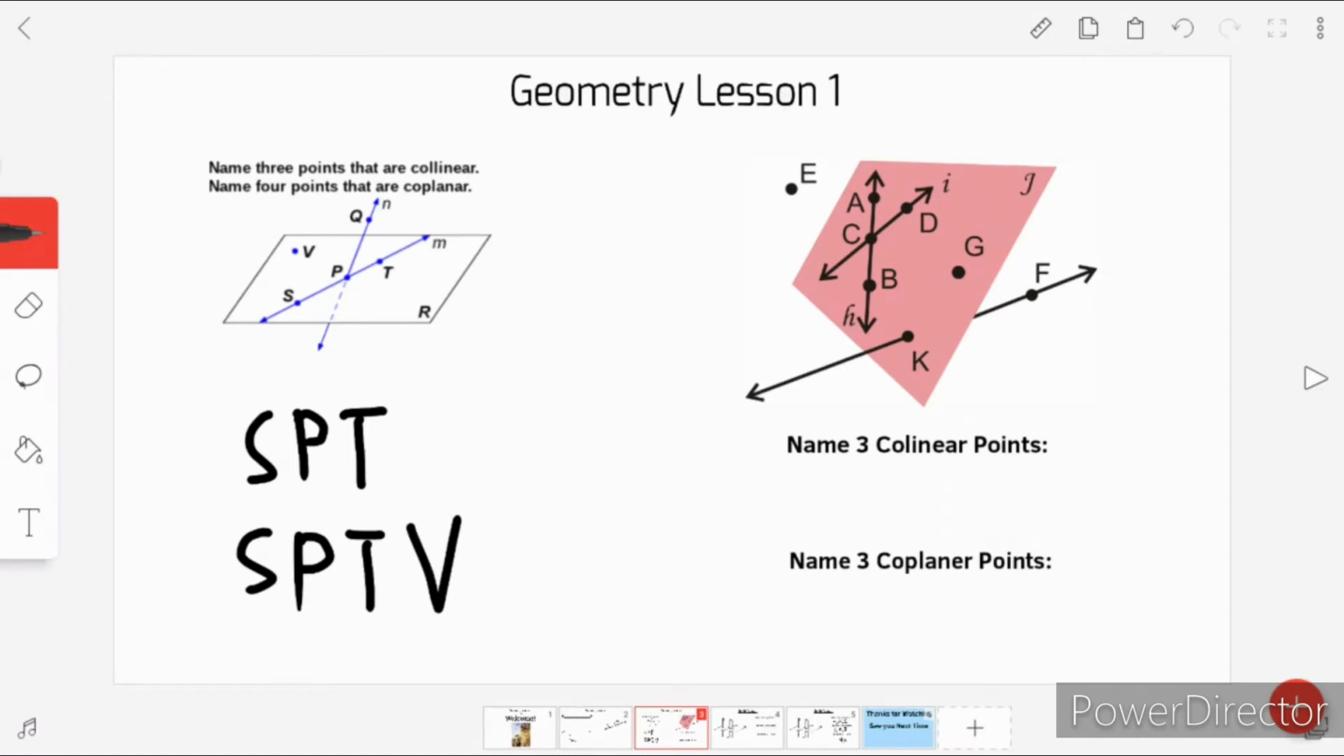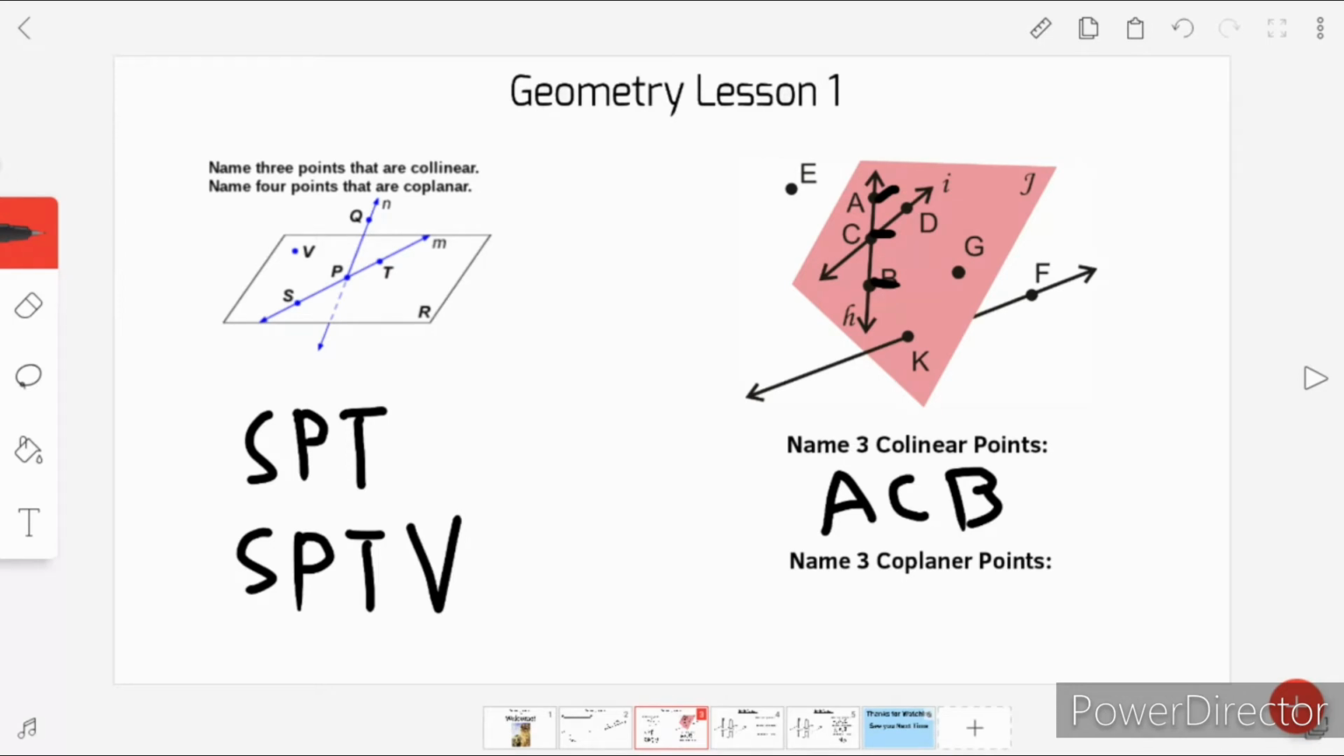Now let's go on to this one. We have a different plane here and different lines. It says name 3 collinear points. As we can see, we have this X over here, and I'm just gonna choose A, C, and B. A, C, and B are collinear because there's a straight line going through them, as I've said before.